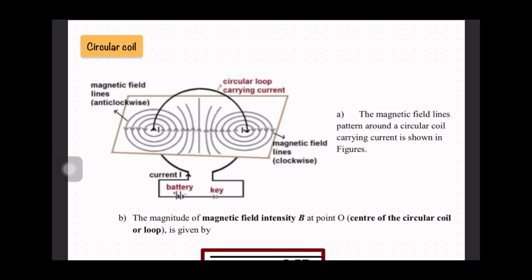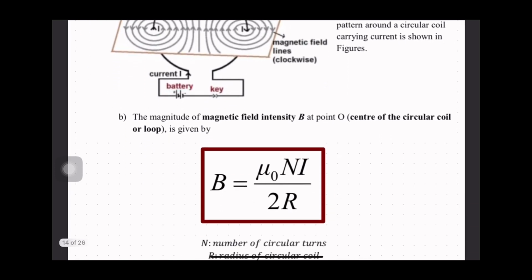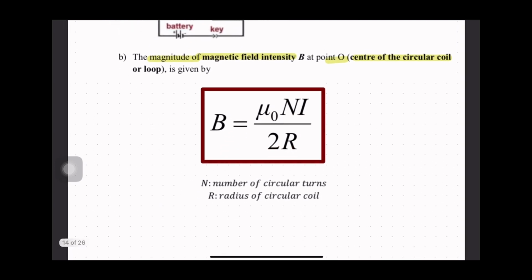Okay, so next is circular coil. For the circular coil, the formula we use to determine the magnitude of magnetic field intensity B at point O, the center of the circular coil, is B equals mu naught N I over 2R. Mu naught is the same as before, 4 pi times 10 to the power of negative 7. N is the number of turns, I is the current flow, and R is the radius of the circular coil.